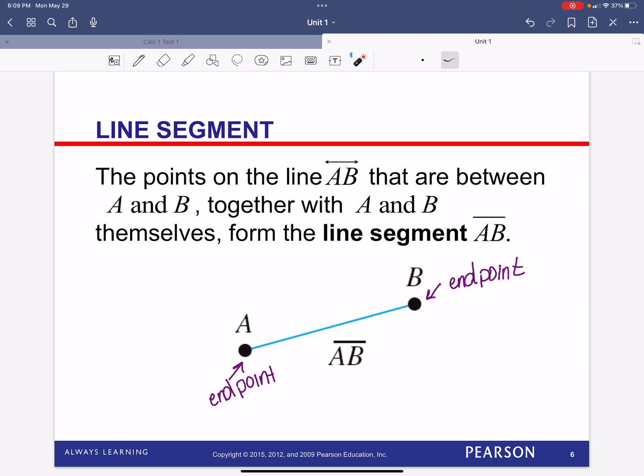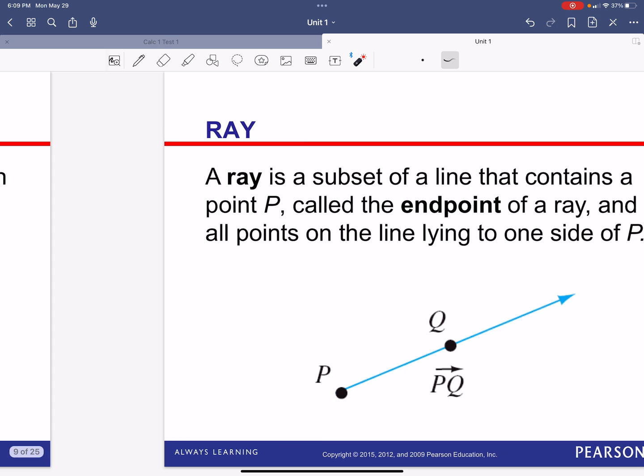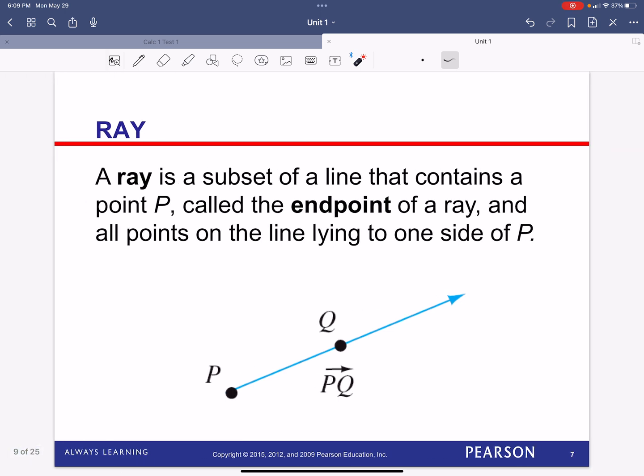Another geometric figure is the ray. A ray is a subset of a line. So if we had line PQ, it would look like this. But we're going to have ray PQ. So we are going to start right here, and this is the end point. That right there is the end point.